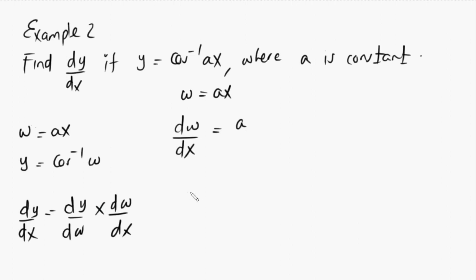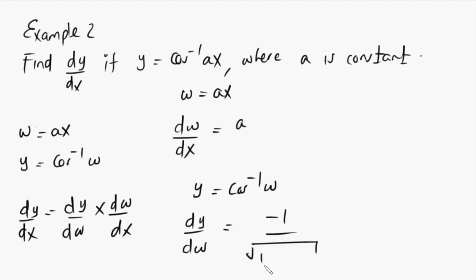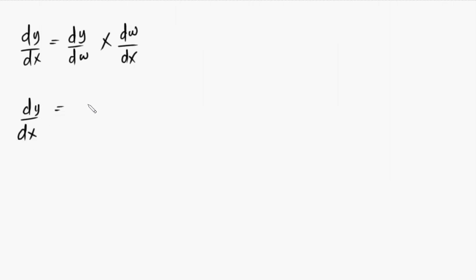Sasa, and then y is equal to cos inverse of w. Cos inverse of x nisema ni negative 1 over the square root of 1 minus x squared. Kwa hiyo hapa bila shaka dy dw is just going to be equal to negative 1 over the square root of 1 minus w squared. So, chain rule sasa. Nimesema from chain rule, dy dx itakuwa ni dy dw times dw dx.